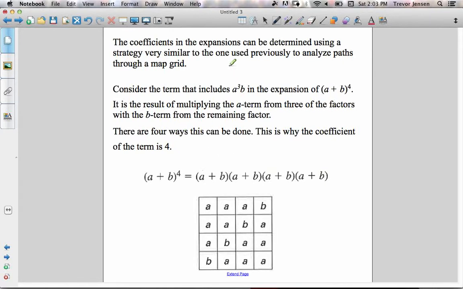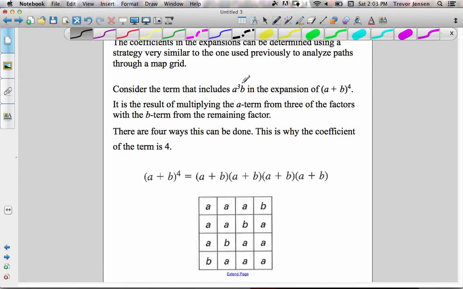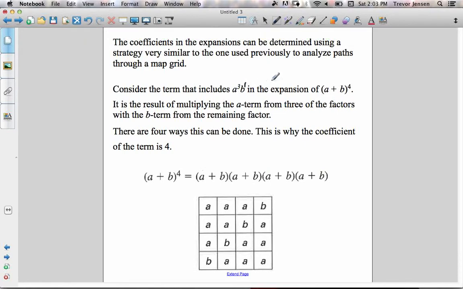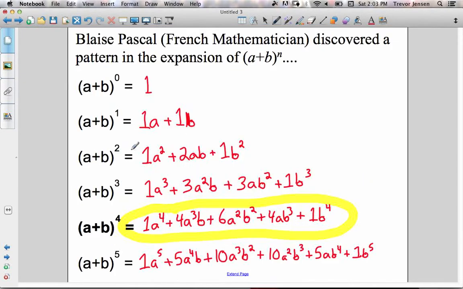So let's look at the term that includes a^3 b^1 in the expansion of (a + b)^4. And remember, notice the exponents add together to give you the exponent on the binomial. Let's look at that term in our expansion, so this one right here. Notice that term has a coefficient of 4.